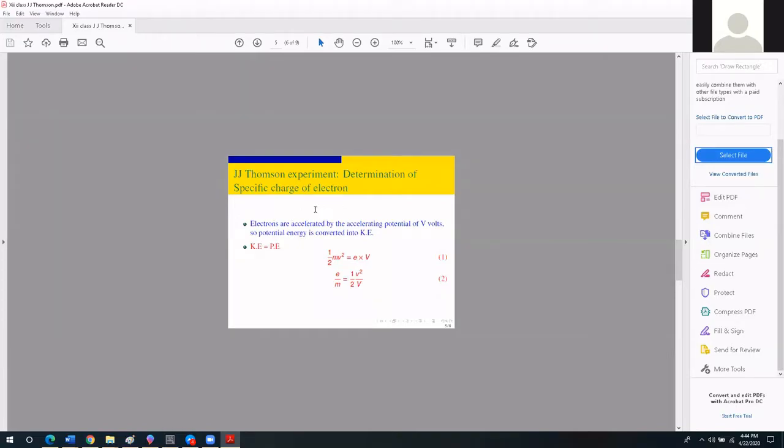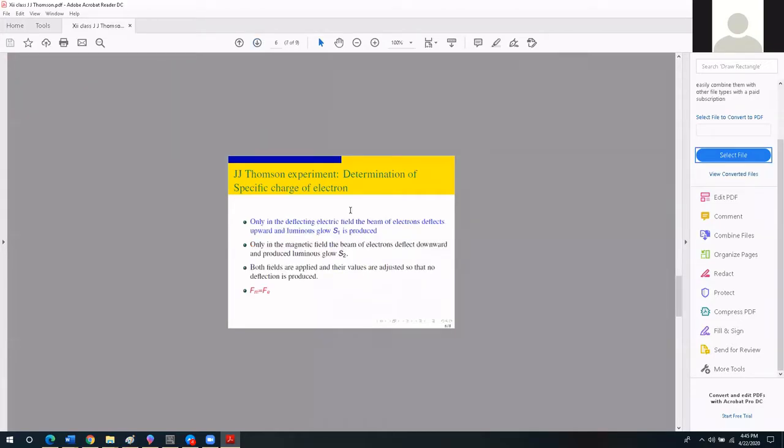Electrons are accelerated by an accelerating potential toward the anode A. If V volts is applied between the cathode C and anode A, then the electrons' potential energy is converted into kinetic energy when they arrive at the anode A. So KE equals PE: kinetic energy half mv squared equals potential energy eV. Simplifying for the specific charge, e/m equals v squared divided by 2V. Small v is the velocity of the electron and capital V is the accelerating potential, not the deflecting potential.